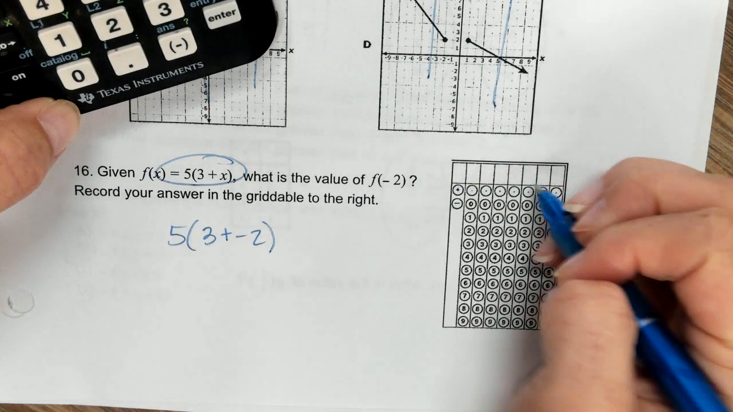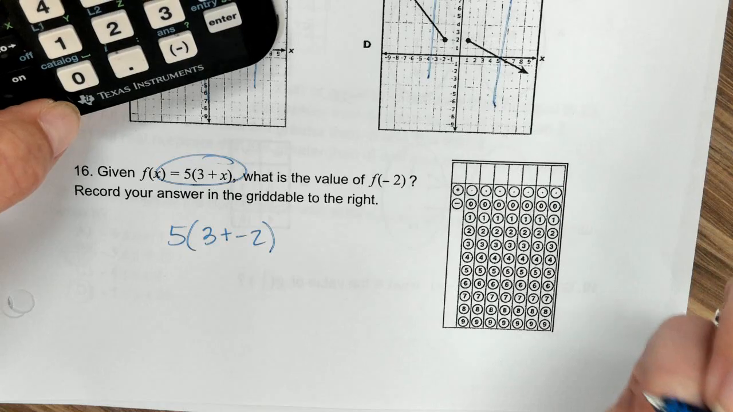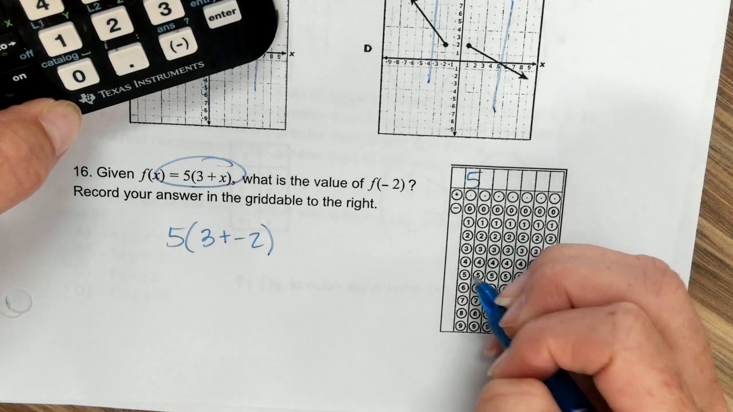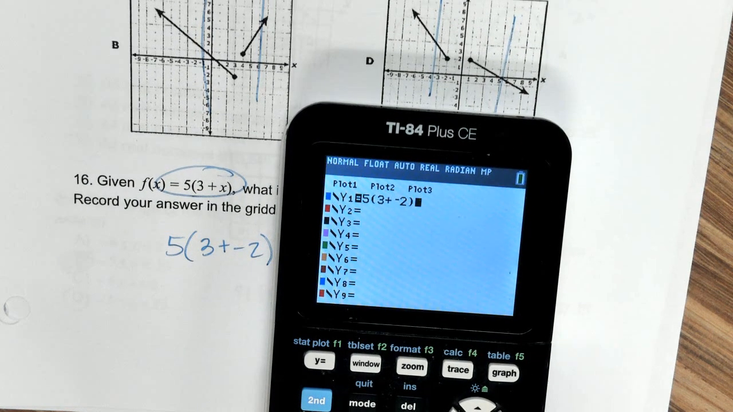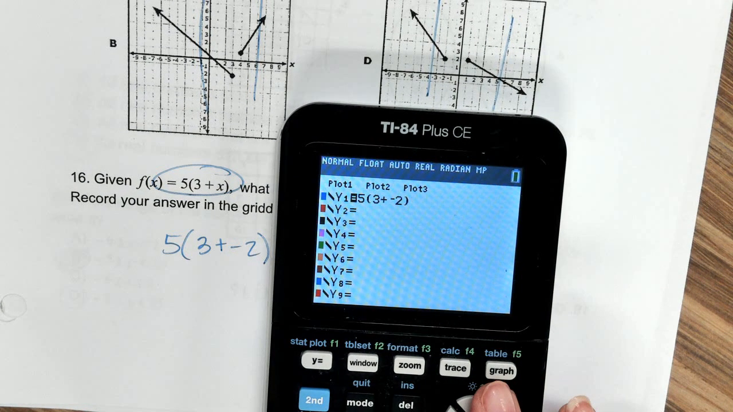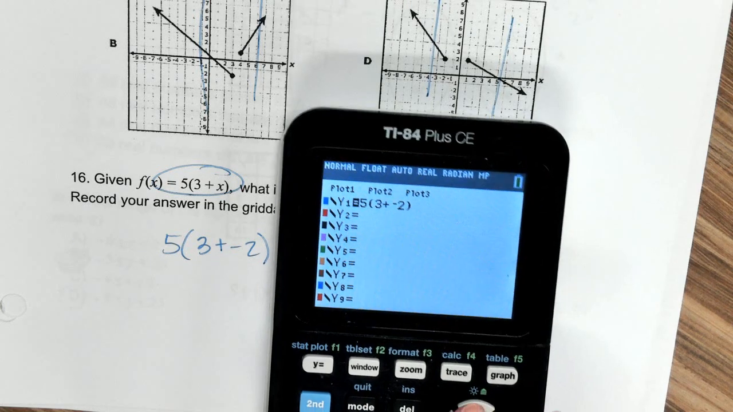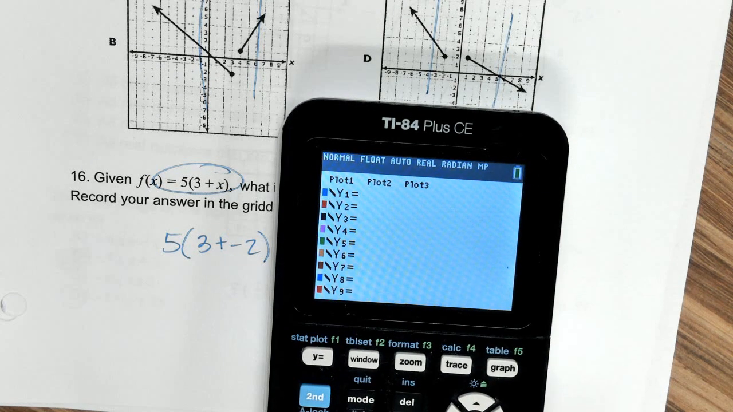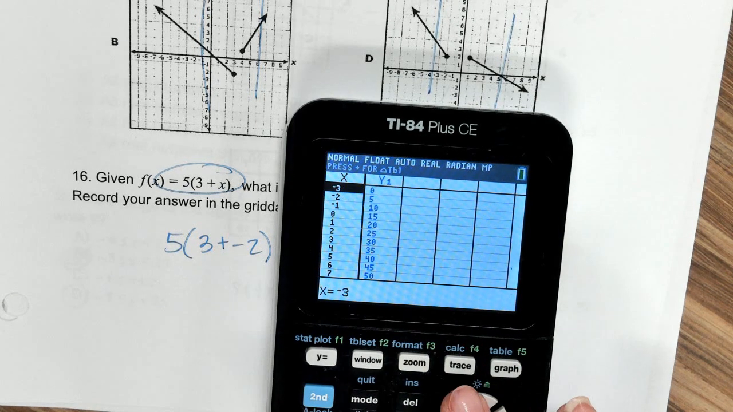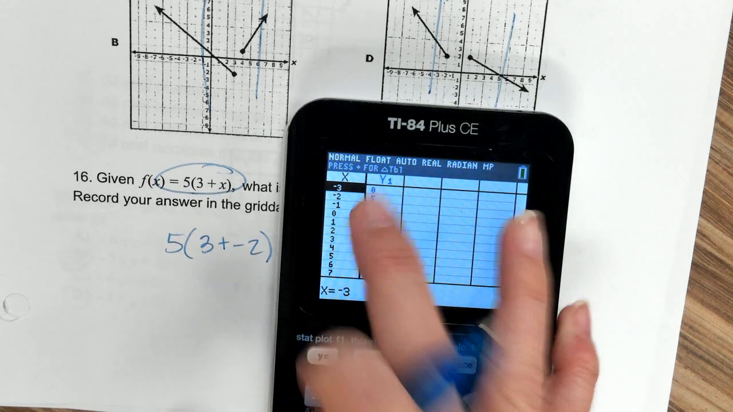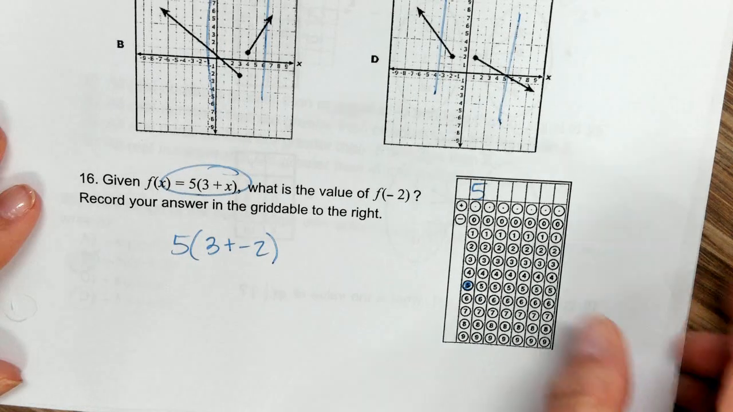On these are algebra. There's no decimal up here, so you can literally put 5 right here and then bubble it in. You also could have gone to y equals and typed in 5 times 3 plus x, and gone to your table to see when it's -2, which it's at 5. So either way would be right.